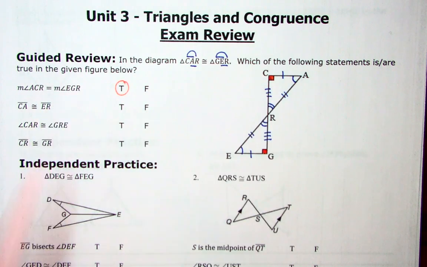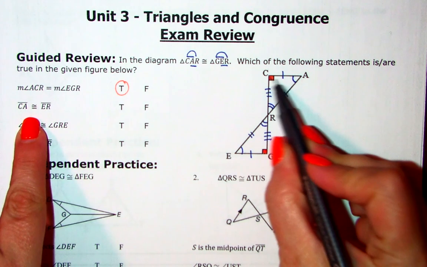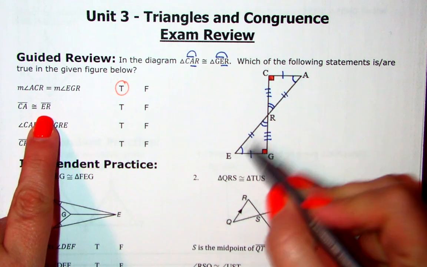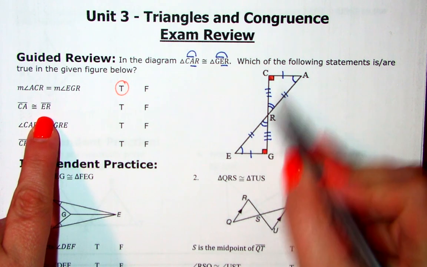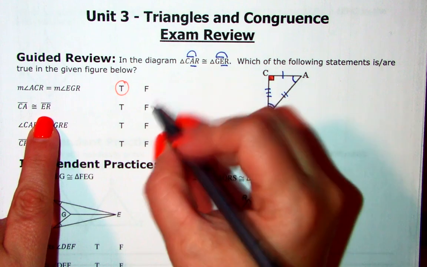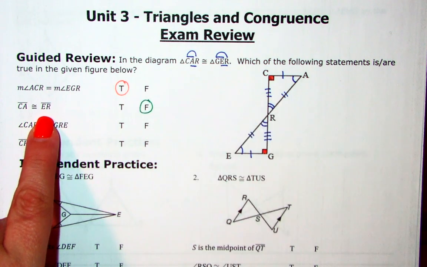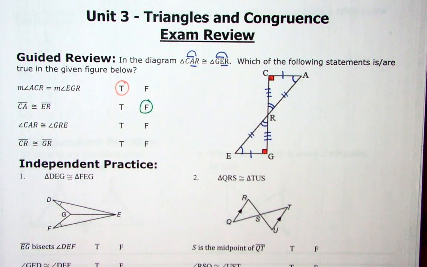They are equal. Okay. The next one says segment CA is congruent to segment ER. So CA has one tick mark on it and ER has two tick marks on it. These are not going to be congruent. We cannot prove that. Okay.